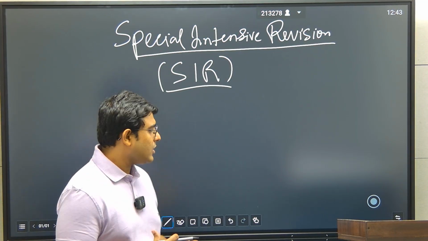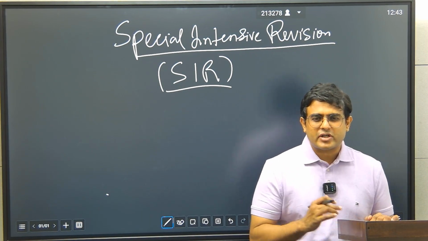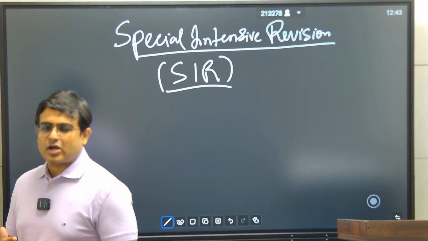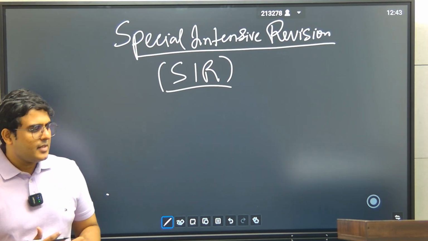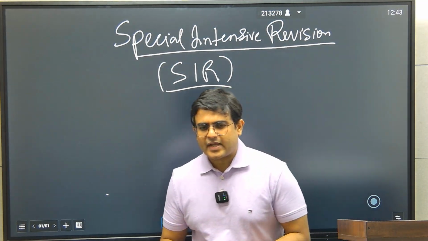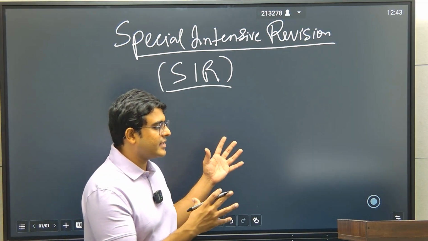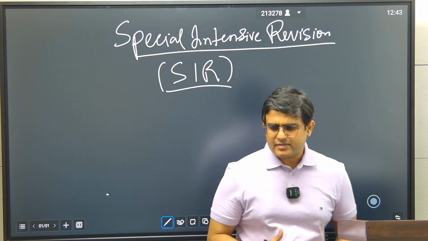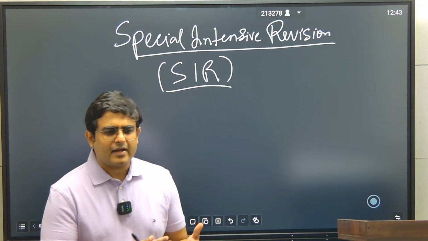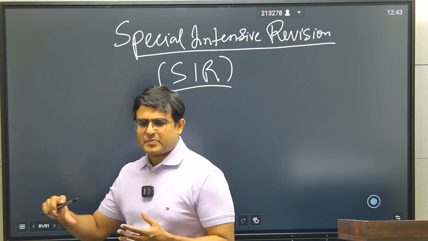Then we will talk about the special intensive revision, what it is, and what types of revision of the electoral rolls are done by the Election Commission. Then we will talk about the process, how it will be carried out. Then we will also discuss who needs to get this done, and the various documents and other divisions within the SIR that people require.